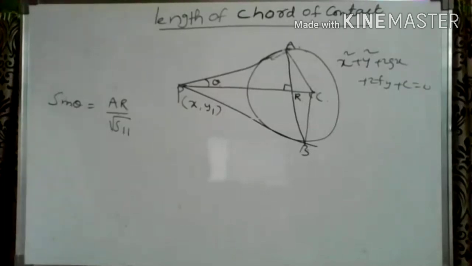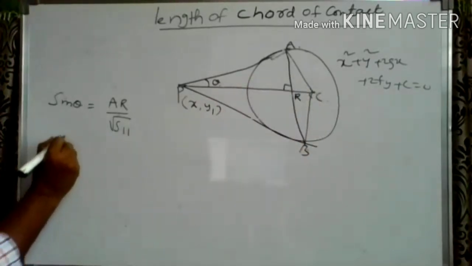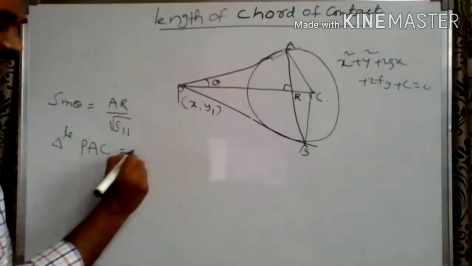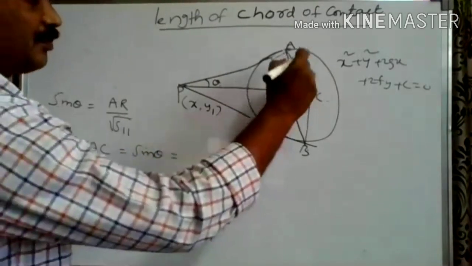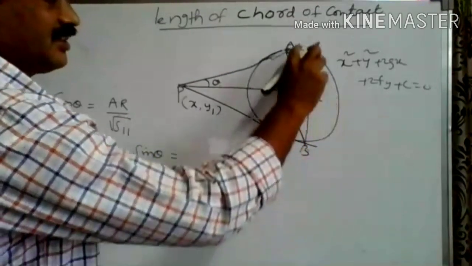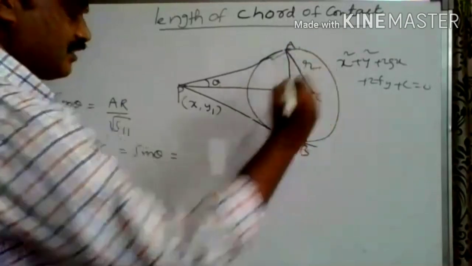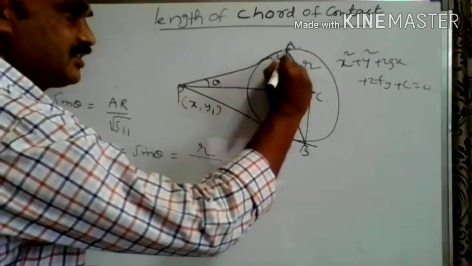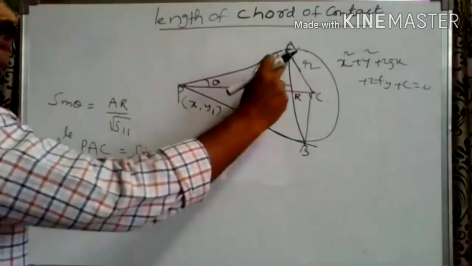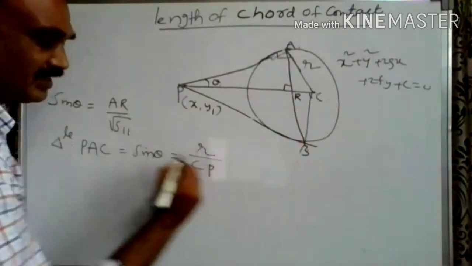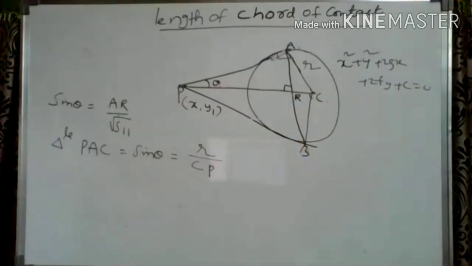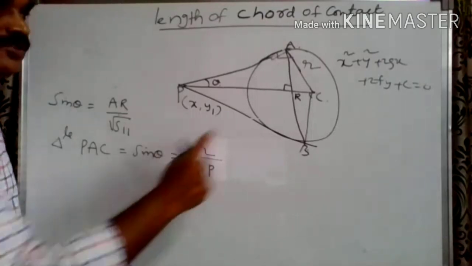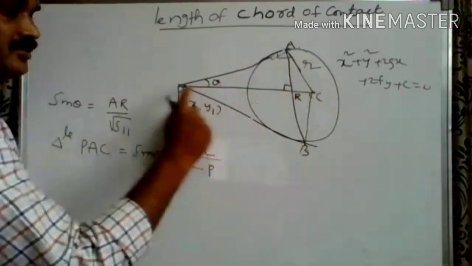Next, triangle PAC. Again taking sin theta. This is the center, and this is any point on the circle. This distance is radius. Here the angle is 90 degrees. From triangle PAC, sin theta is equal to opposite side by hypotenuse. Opposite side is R, hypotenuse is CP. So sin theta is equal to R by CP.